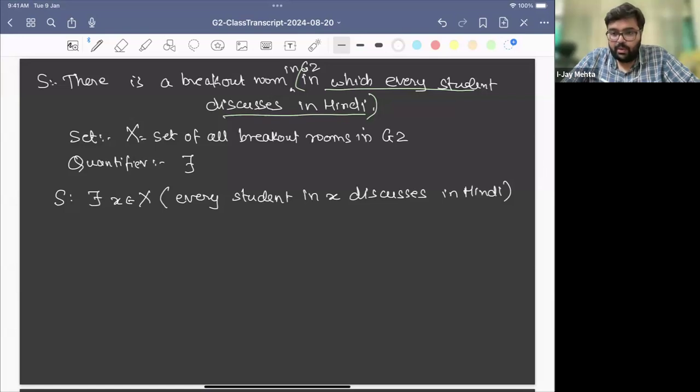Just checking the feedback. Is it clear for everyone? This type of examples we discussed yesterday and in the breakout room also you have discussed. Yes, Sakshi?